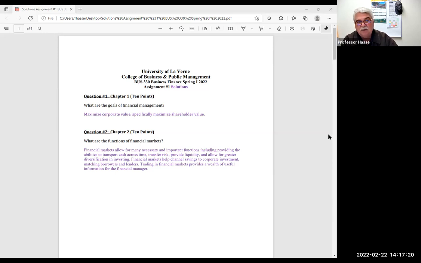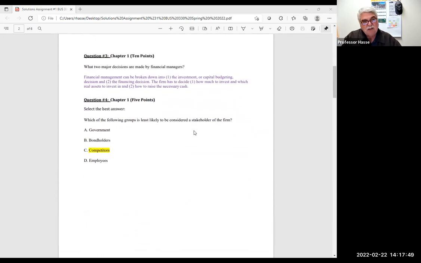So assignment number 1, what are the goals of financial management? Well, the goal is maximize corporate value. That's as simple as put as possible. Maximize shareholder value for the company. What are the functions of the financial markets? Basically, to transport risk, provide liquidity, diversification, a way to buy and sell a variety of financial securities in the marketplace. The 2 major decisions made by a financial manager are investment, what asset to invest in, and the financing decision. How are you going to finance the investment in that asset?